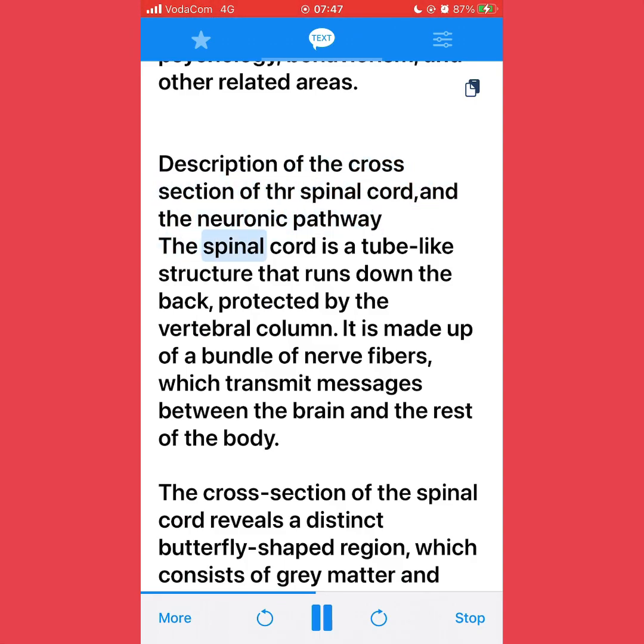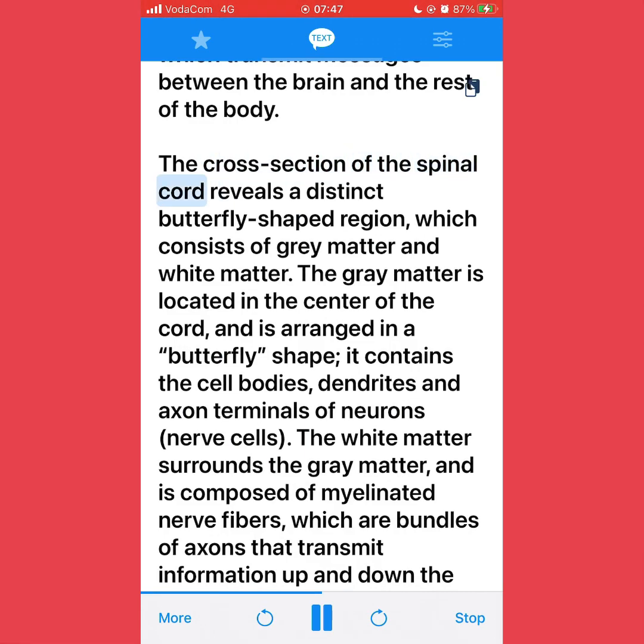The spinal cord is a tube-like structure that runs down the back, protected by the vertebral column. It is made up of a bundle of nerve fibers, which transmit messages between the brain and the rest of the body. The cross-section of the spinal cord reveals a distinct butterfly-shaped region, which consists of gray matter and white matter. The gray matter is located in the center of the cord, and is arranged in a butterfly shape.